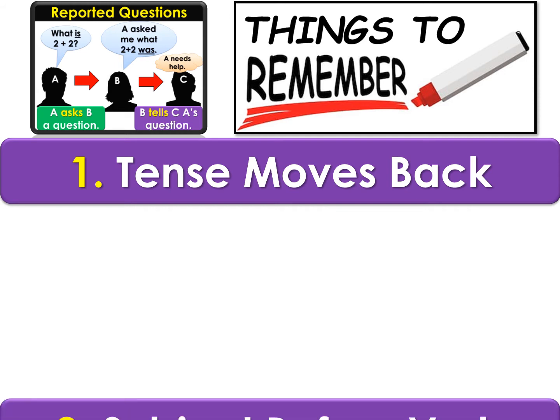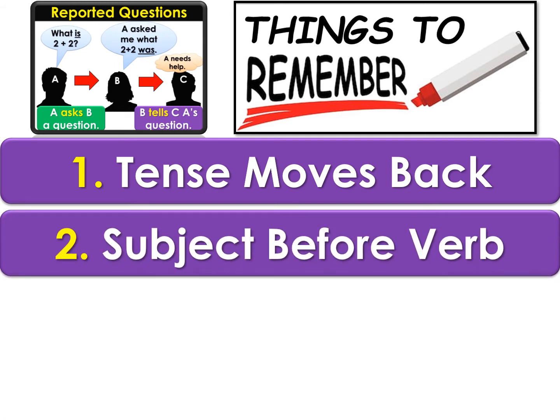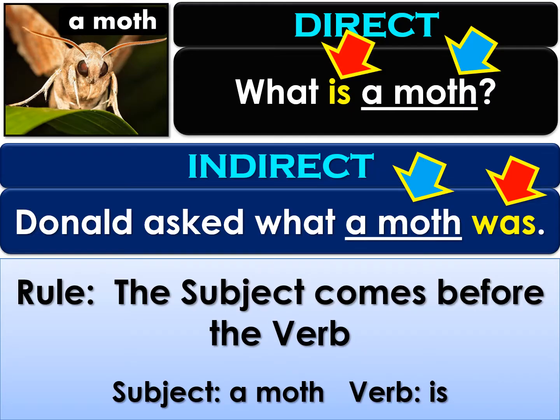Now, here's another thing to remember. Number two, the subject before the verb in the reported question. So in this question, what is a moth? The verb is comes before the subject, a moth. But in the indirect or the reported question, Donald asked what a moth was. The verb was comes after the subject. So you're moving the verb after the subject.